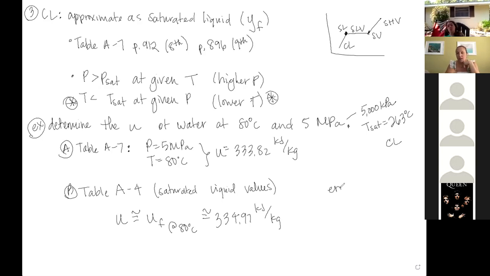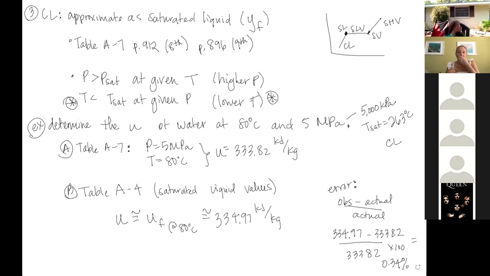If we look at the error that's happening, the error is the observed minus the actual over the actual. So observed would be our 334.97, our approximation, minus 333.82, our actual from our actual table, over actual 333.82, times 100. If you plug this in, the error is about 0.34%. The error is so low that it's acceptable to just approximate using your saturated liquid vapor table.